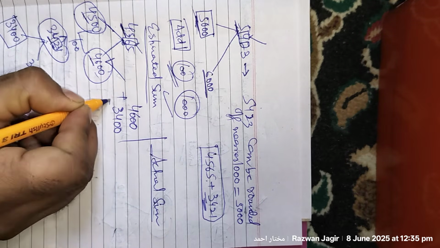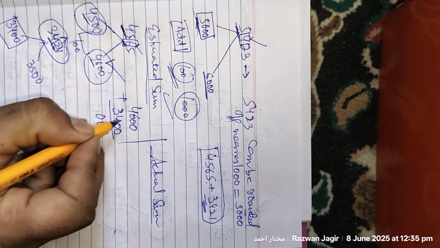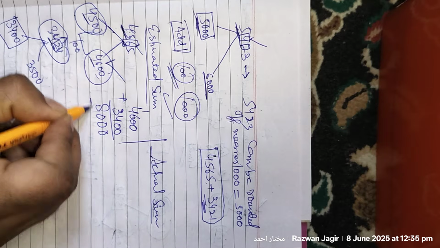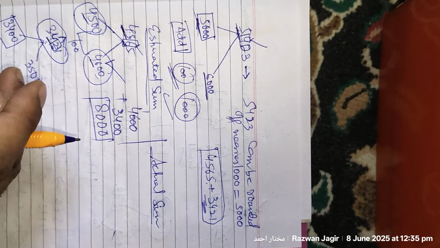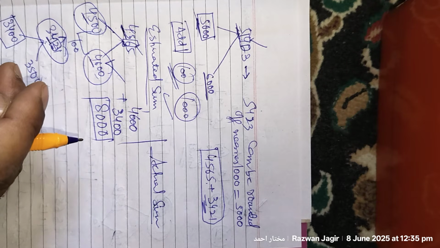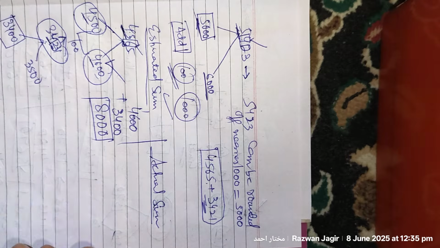Now I have to add these two numbers. 0, 0, 6 plus 4 is 10, that is 0 and 1 carry, this is 8. So the answer is 8000. One more thing I want to add here: whenever we do rounding, after rounding the addition, subtraction or division becomes very easy.